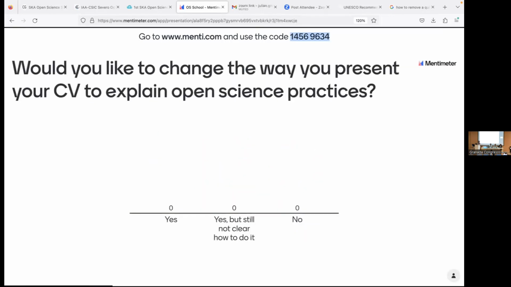Okay, so let's move on to a different topic. Considering all that we have been discussing these days, would you like to change the way you present your CV in a way to explain your open science practice, if any?